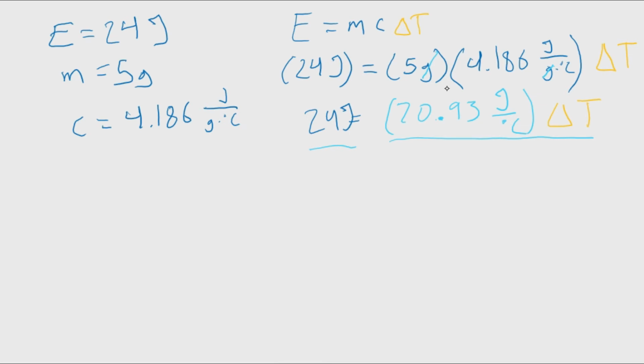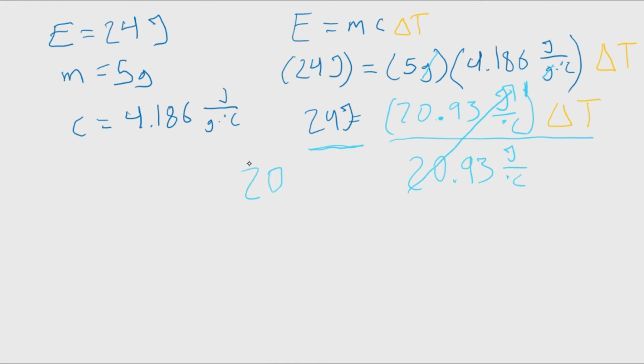20.93 J over C, over 20.93 J over C. This is still canceling out to 1. This all equals 1. Anything over itself is 1. But we have to do things on both sides of the equation. So yes, this lays out simply over here.